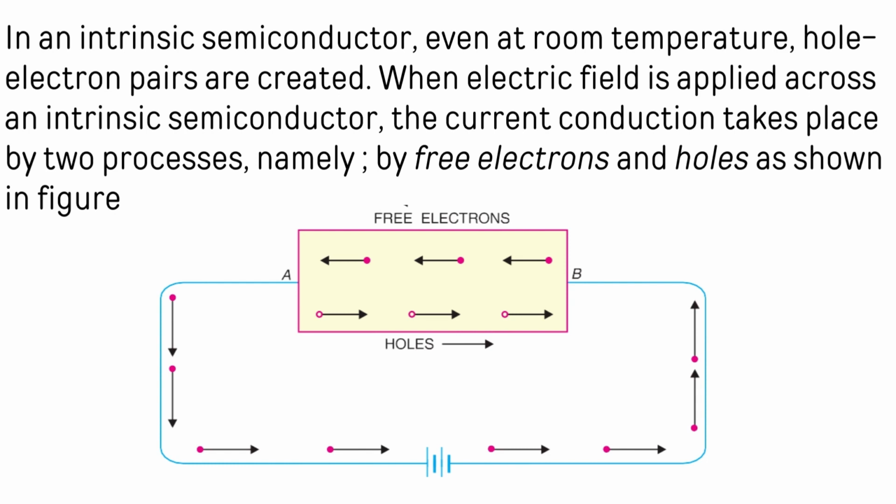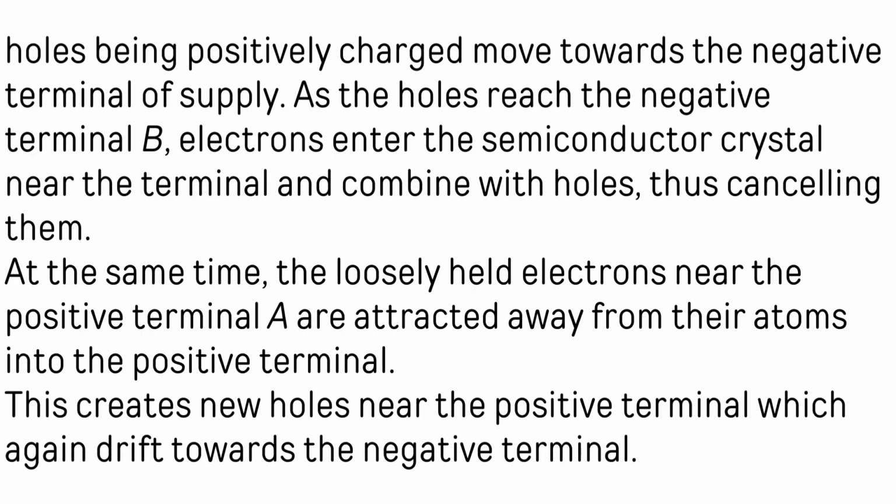The figure consists of an intrinsic semiconductor which is connected to a battery. Holes being positively charged move towards the negative terminal of the supply. As the holes reach the negative terminal B, electrons enter the semiconductor crystal near the terminal and combine with holes, thus cancelling them. At the same time, the loosely held electrons near the positive terminal A are attracted from their atoms into the positive terminal. This creates new holes near the positive terminal, which again drift towards the negative terminal.